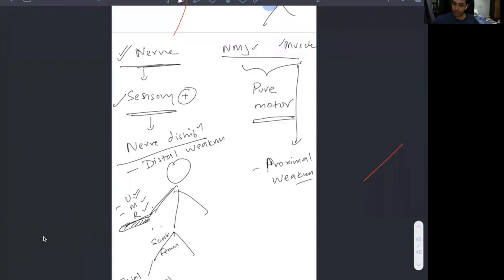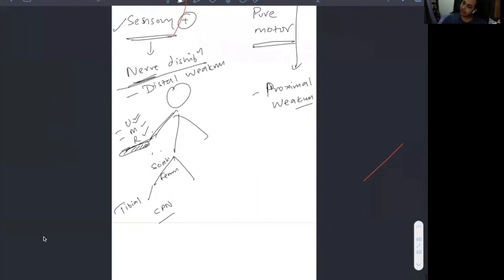So a nerve causes distal weakness because, as we discussed yesterday, your distal nerves are at most danger of damage because they don't get enough nutrition, and any problem in the nerve will cause distal damage first before it causes proximal damage. Other than this, your other features will be the same. Both of them will have similar features.